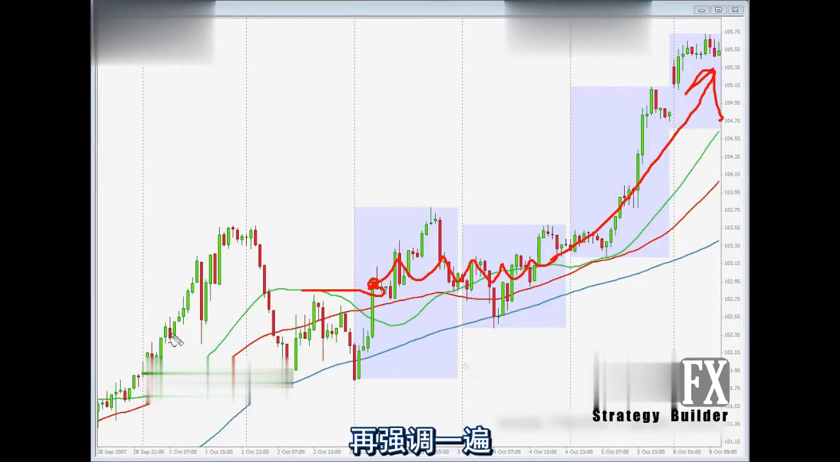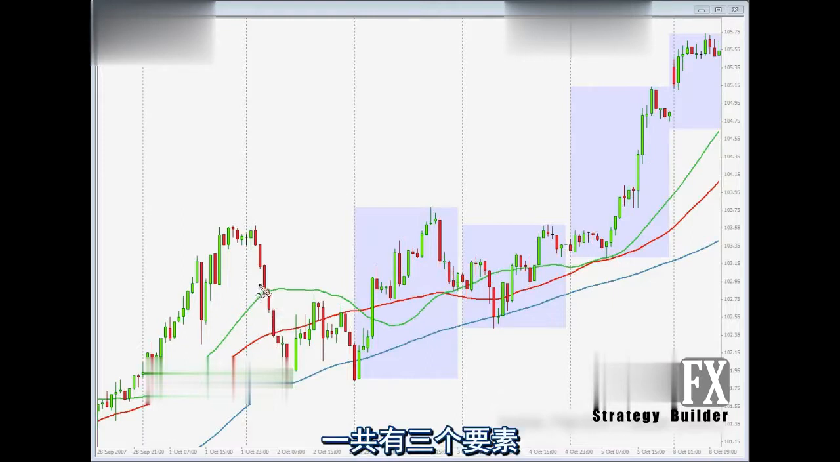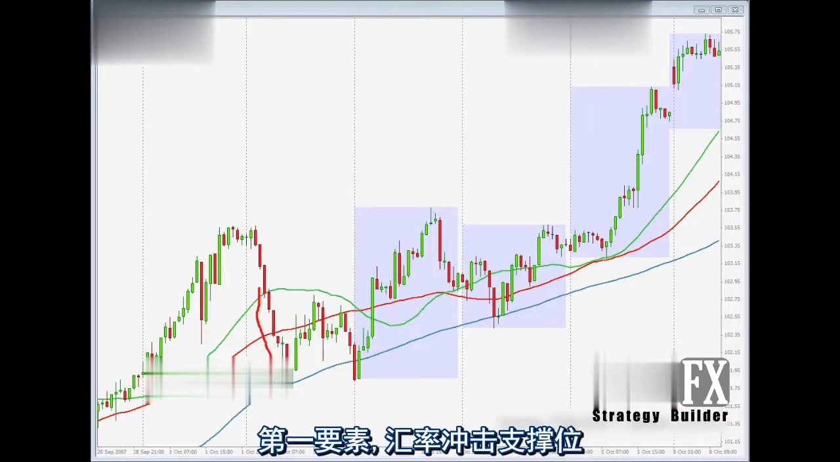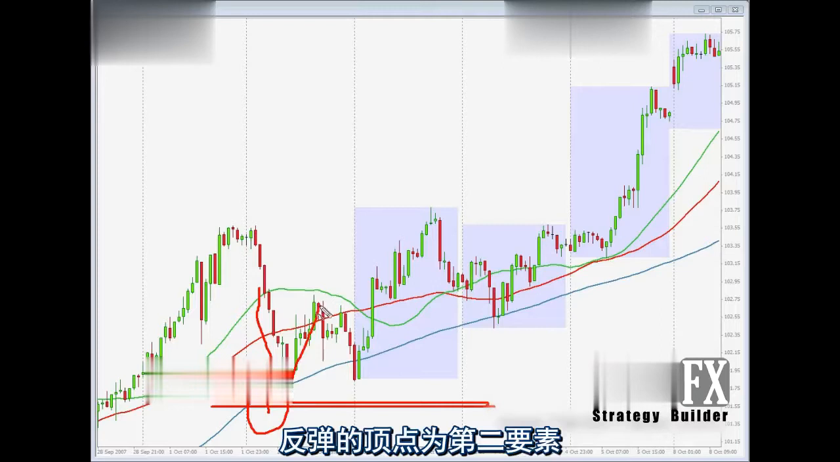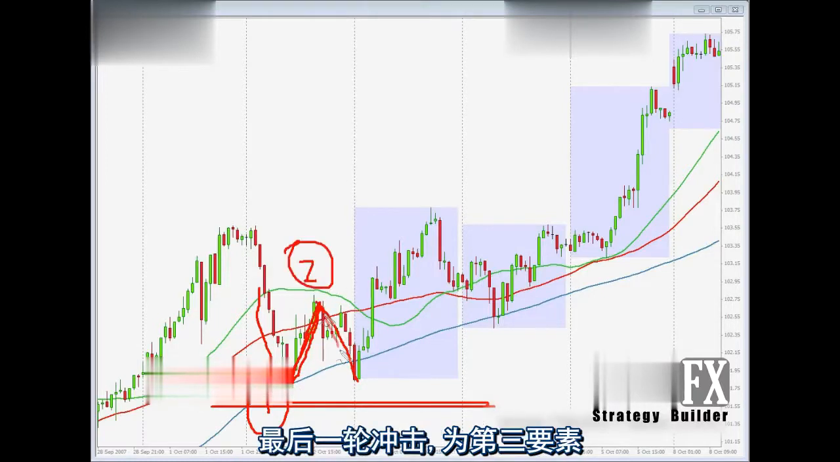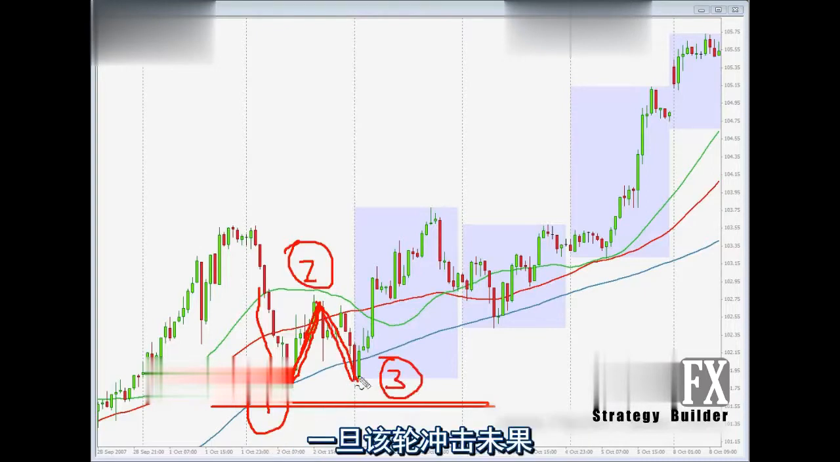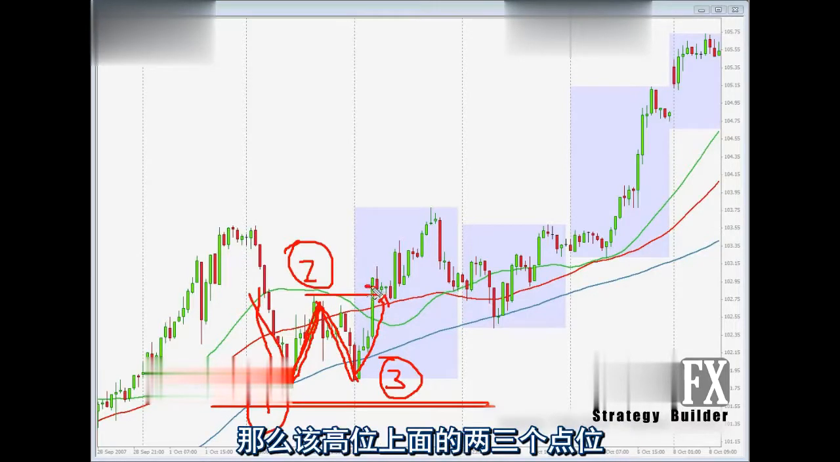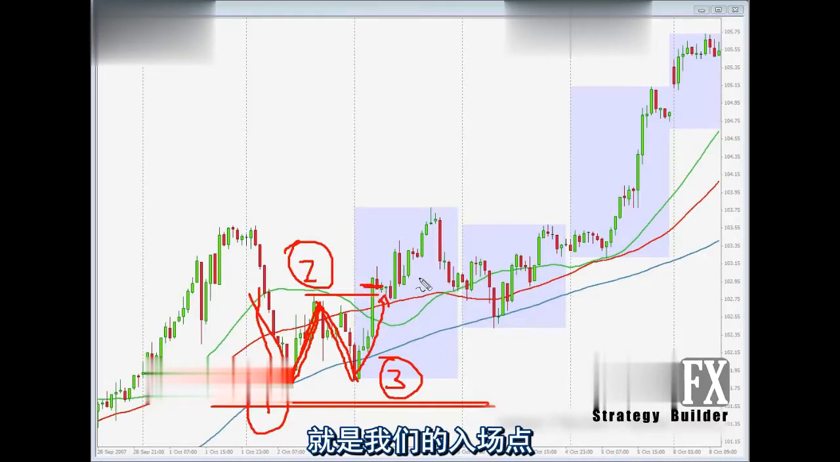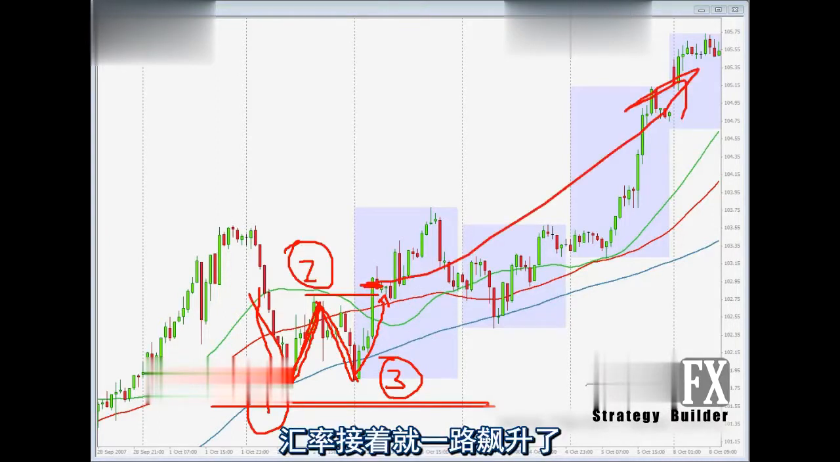Okay, once again, we have 3 aspects. Let me recap real quickly. On a 1, 2, 3 formation, we always try to picture the W formation. You have the first attack onto the level of support, then the bears are rejected off that level. Yet again they try one last time. By the way, this rejection would be the aspect number 2. They have one last attack, being the aspect number 3, and as it fails and turns around, it forms that W formation and takes out aspect number 2. A few pips above, 2-3 pips above, is where we trigger our long entry, and price moves in our direction.